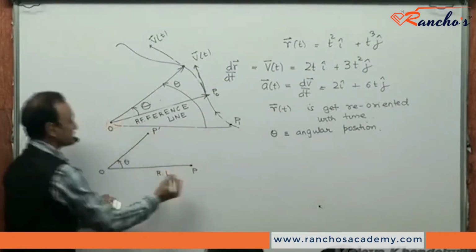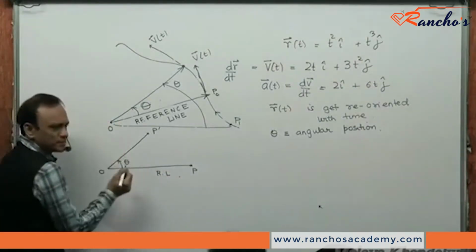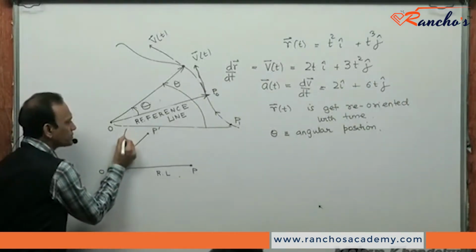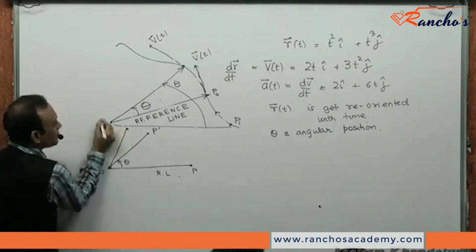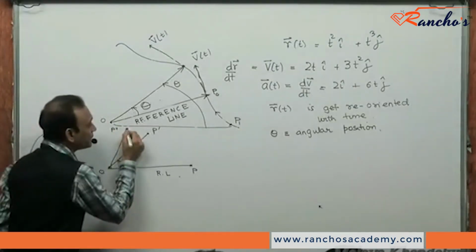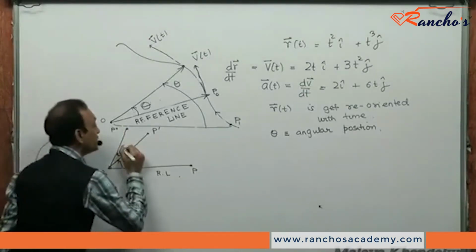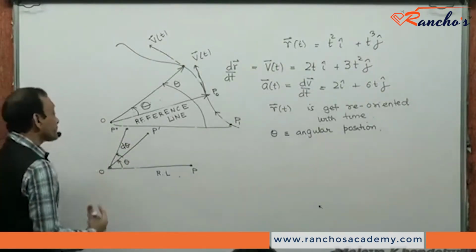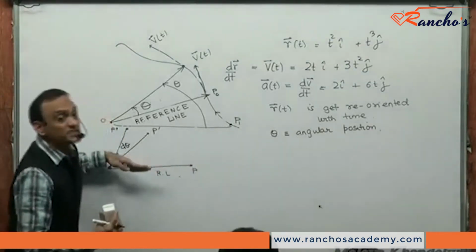RL is reference line. But in a small time dt from this, the angular position would have changed by a small amount. The particle would have arrived at P double prime, and then there is a change in theta, which is d theta. D theta is the change in angular position, right? And this d theta does not depend on the reference line. That's a change in theta, right?